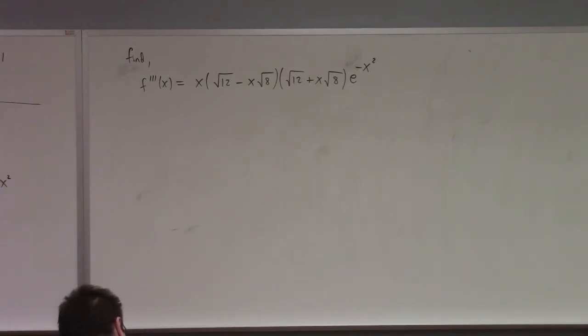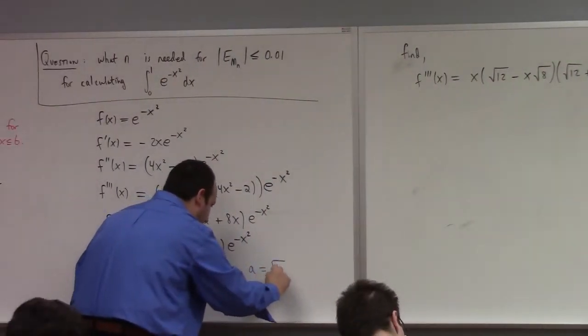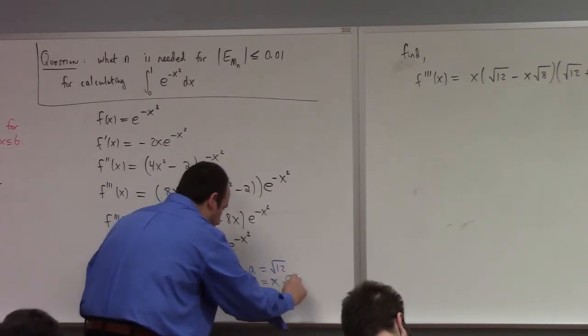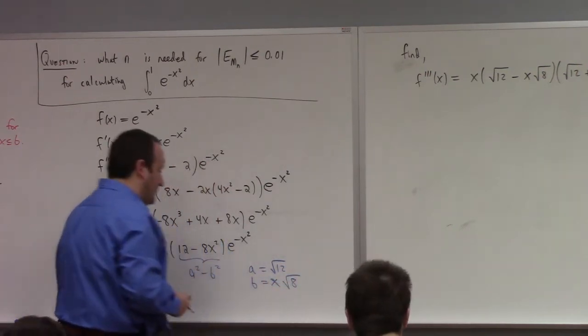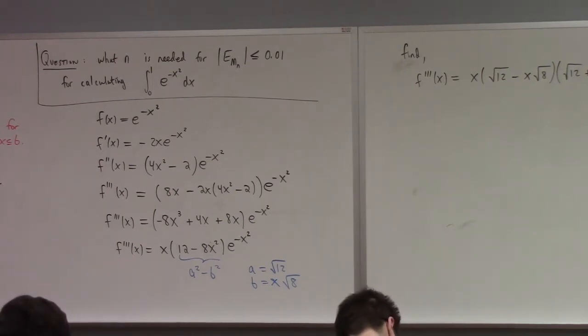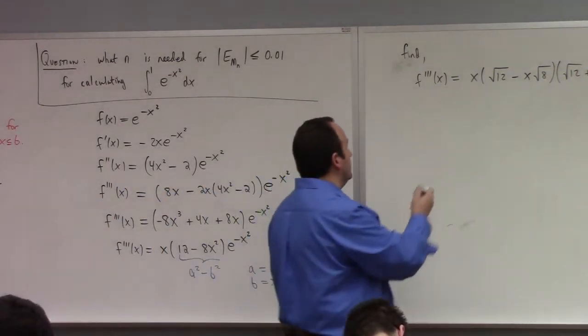So I'm looking at this as the difference of squares, right? This is a squared minus b squared, and I'm identifying a is equal to the square root of 12, and I'm identifying b is equal to x times the square root of 8, right? But difference of squares factors into a plus b times a minus b, which gives me square root of 12 minus x root 8, square root of 12 plus x root 8. Okay, great.